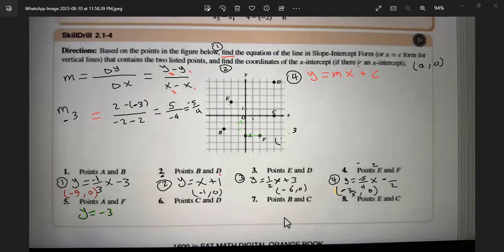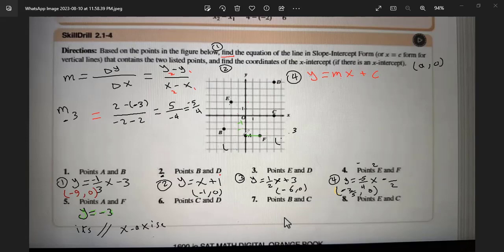And it cannot intercept the x-axis because it's already horizontal. It's parallel to the x-axis. Okay, I hope it's clear. Let us prove first how it comes.